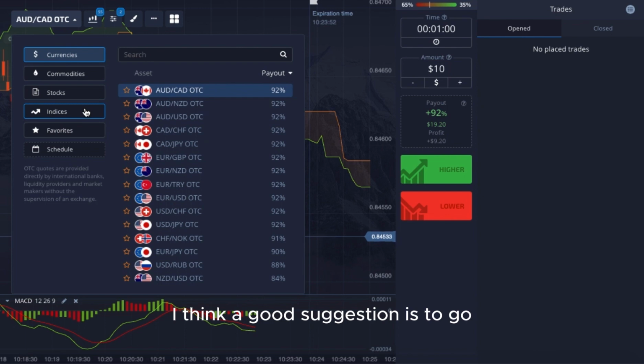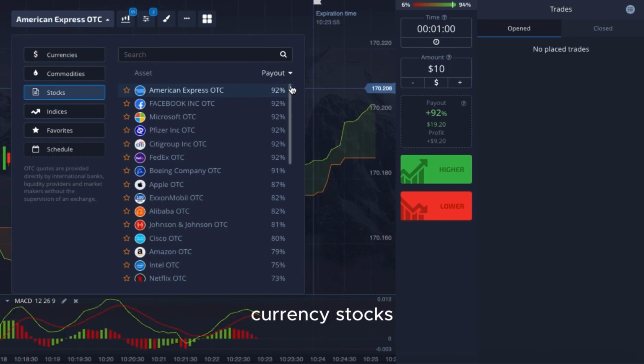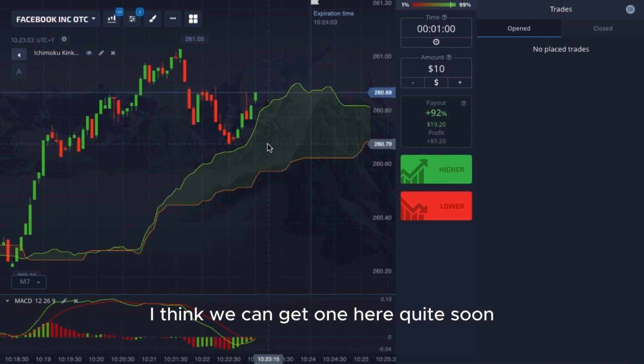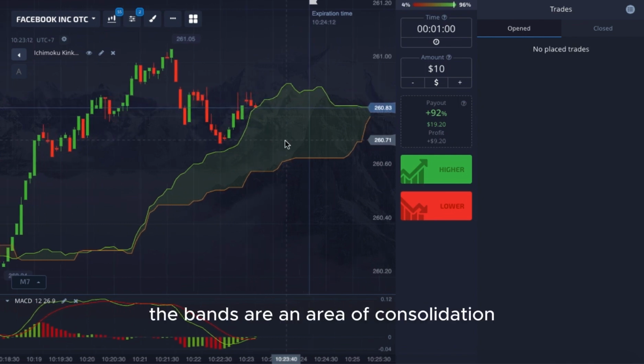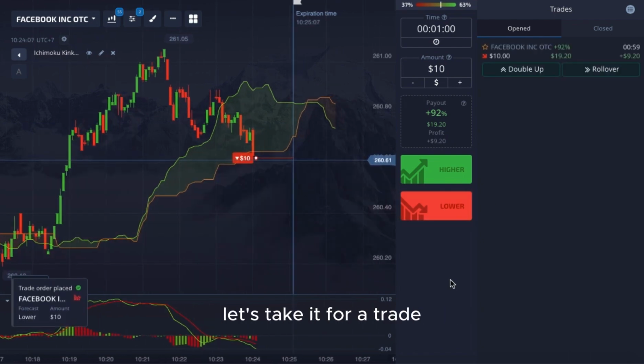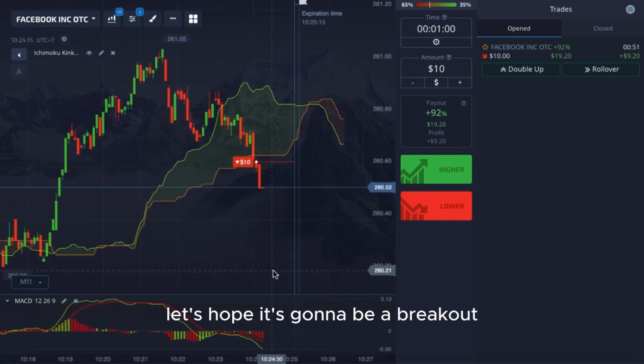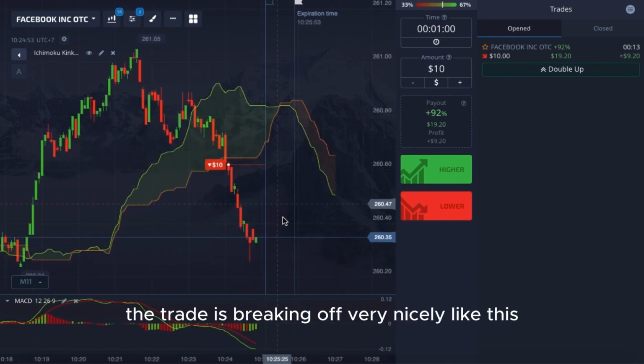I think a good suggestion is to go currency stocks. I think we can get one here quite soon. I just wanted the bands as an area of consolidation. That's good. That is coming out from the bottom. Let's take it for a trade. You see the MACD bars expanding, so let's hope this is going to be a breakout. The trade is breaking off very nicely.